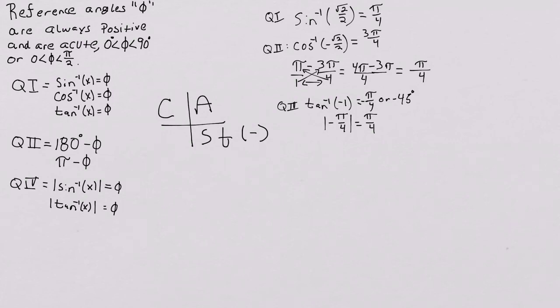Now, each one of these is a distinctly different angle with a different answer, but we still have the same reference angle of pi over 4. You'll see in the next video that we'll use the reference angle to find actual solutions to simple trigonometric equations.